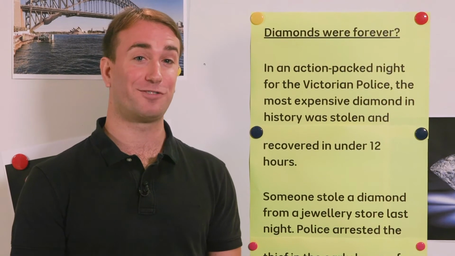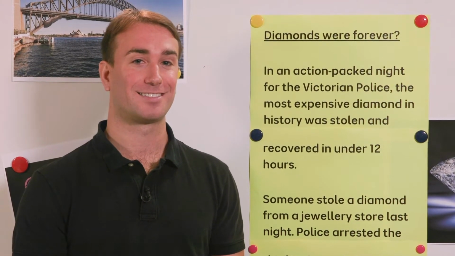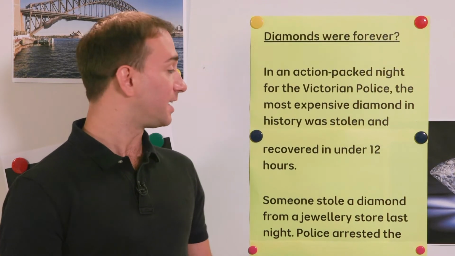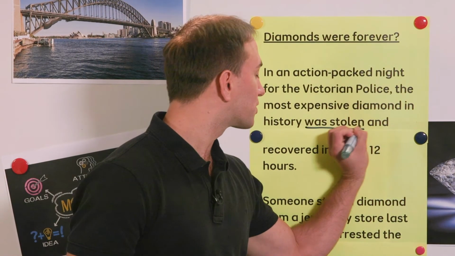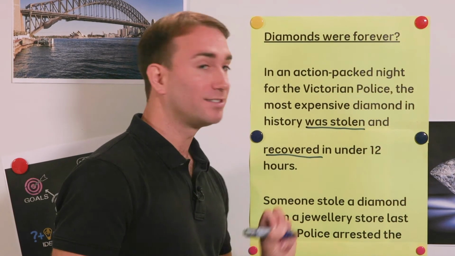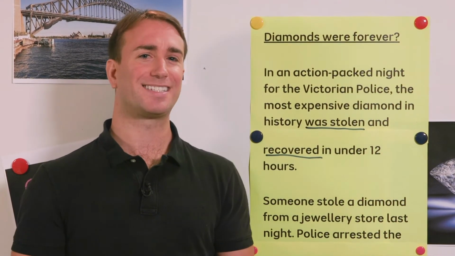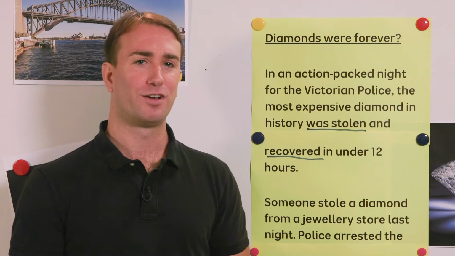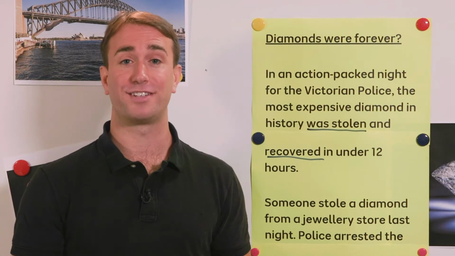Can you see the passive voice in this sentence? It's here where it says the most expensive diamond in history was stolen and recovered. In this example, you can see that the object, the diamond, is the focus of the clause, not the people who stole or recovered the diamond.